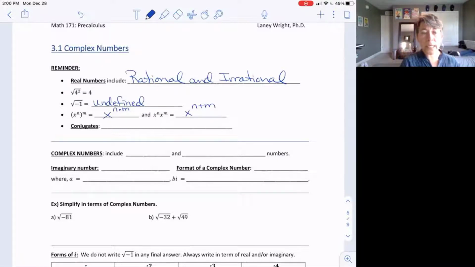Last quick reminder is a word called conjugates. You may remember those when we were factoring difference of squares. Conjugates are basically binomials that have the same base numbers, but the sign in between is different. So if we had x plus a, the other binomial would be x minus a.